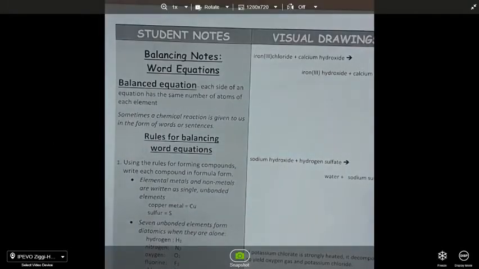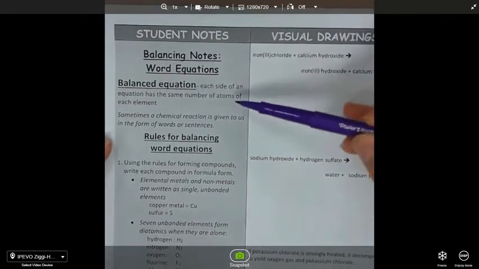Guys, how's it going? So today we're going to talk about balancing a little bit more, but now we're going to start talking about word equations.